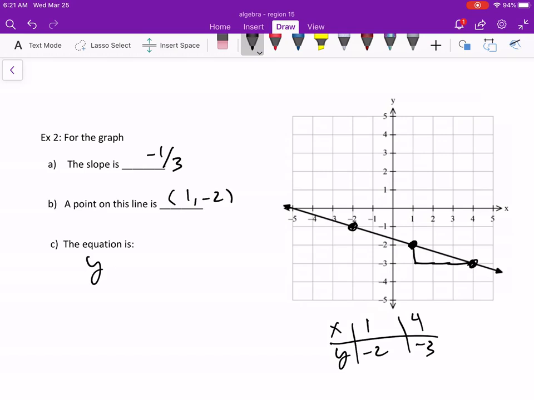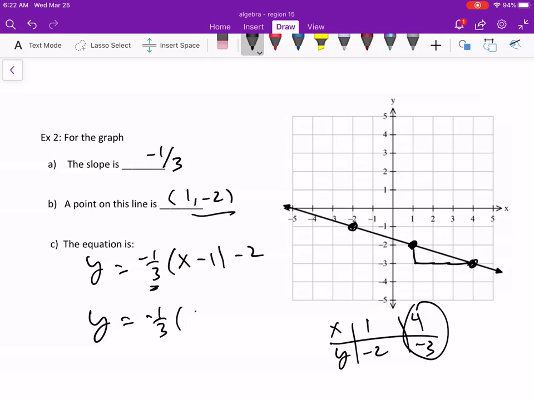And then the equation, one possible equation is, I'm going to use point slope. There's my slope, and I used this point in the equation. You could have also used this point for your equation, or you could have used this point for your equation. Notice the slope stays the same, the point changes.